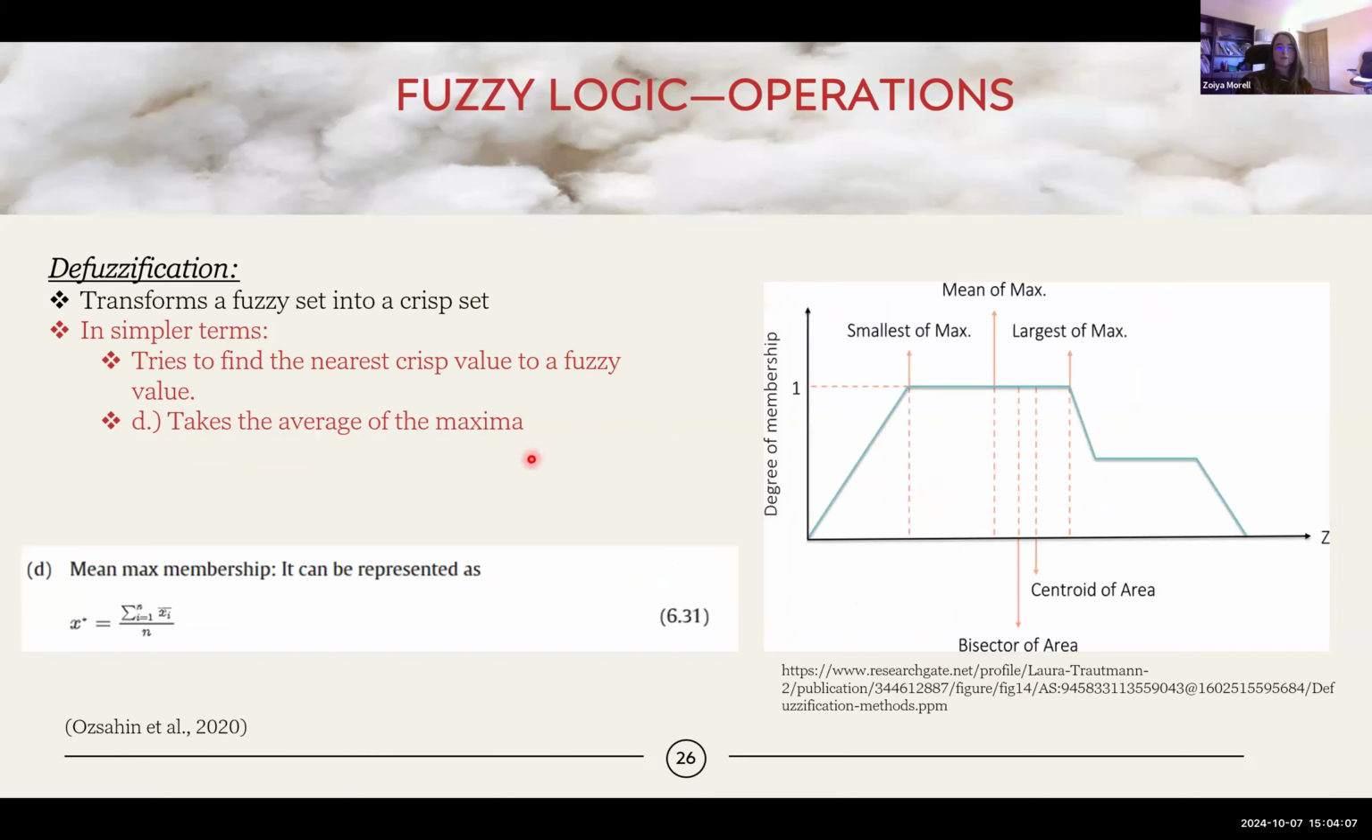And then finally, there's the mean max membership method, which is my favorite because it just seems to make the most sense. It takes the average of the maxima. If you have a bunch of different maxima, you just take the average of them. So you end up with this value here, central value, which as we can see is pretty close to the centroid of area. But you might have to try multiple methods depending on what you're looking for. Because as you can see, we end up with very different crisp values depending on what formula you use.